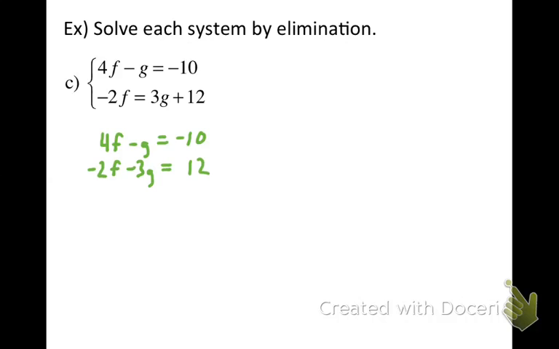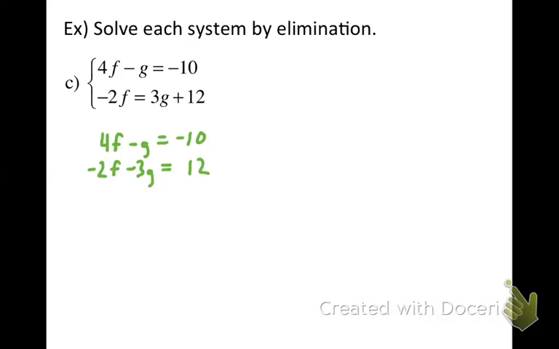So very important to make sure that all your f's, your g's, your equal signs, your constants are all lined up. Now what we can do is we can try to make it so that a set of variables are opposites of one another. And we can do that pretty simply 2 different ways here.